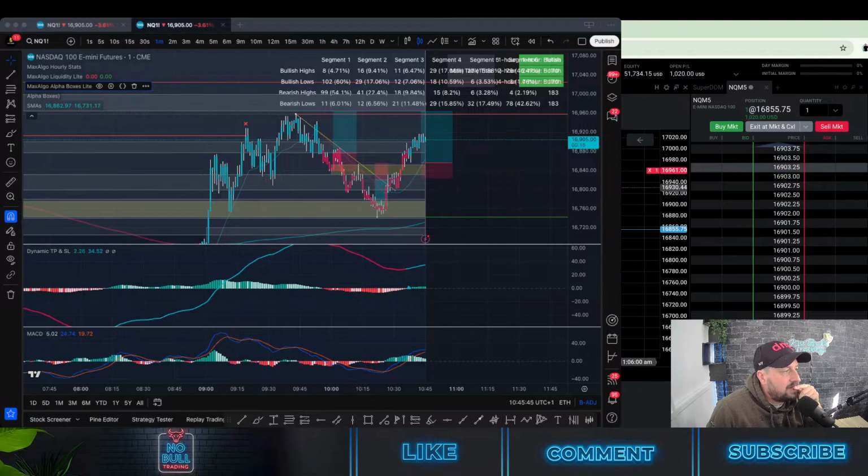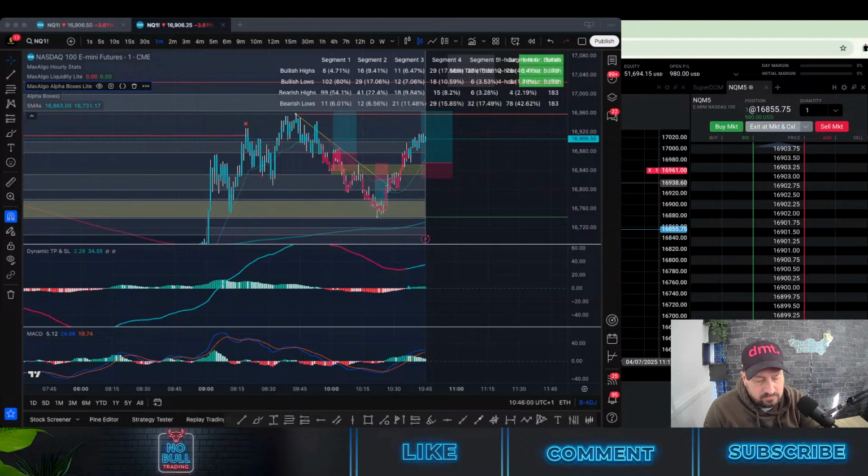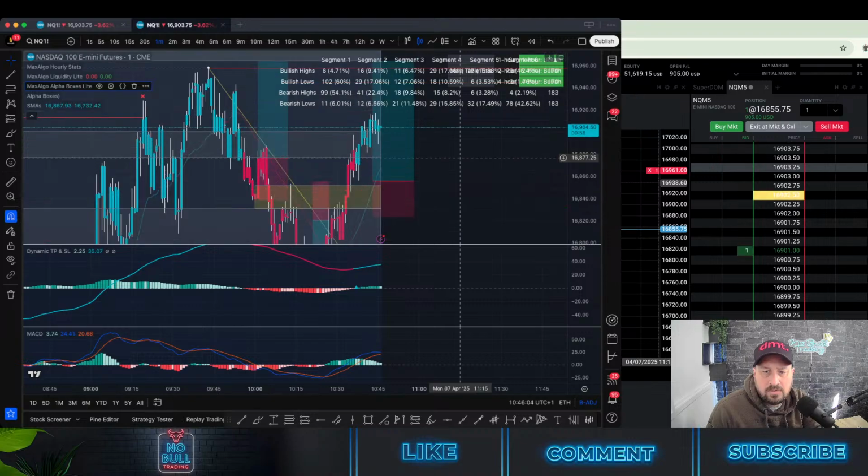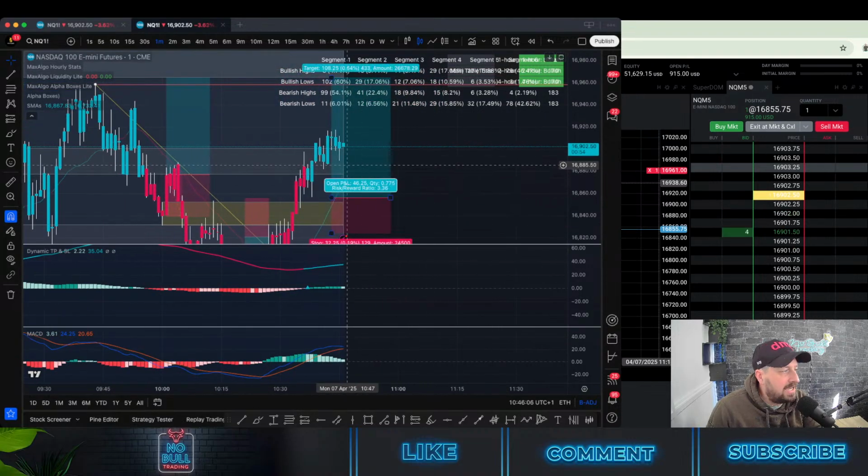Starting a bit of a correction. Come on. So we don't want to see this hourly candle now. Sorry, this current candle. We don't want to lose this low. We immediately go and lose that low.